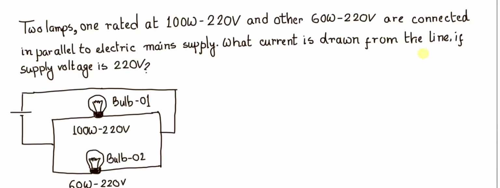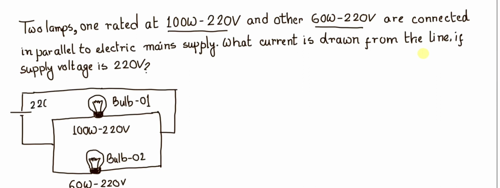Welcome everyone. The question is: two lamps, one rated 100 watt 220 volt, another rated 60 watt 220 volt, are connected in parallel with the electric mains supply. What current is drawn from the line if the supply voltage is 220 volt? Obviously the supply is an AC one.